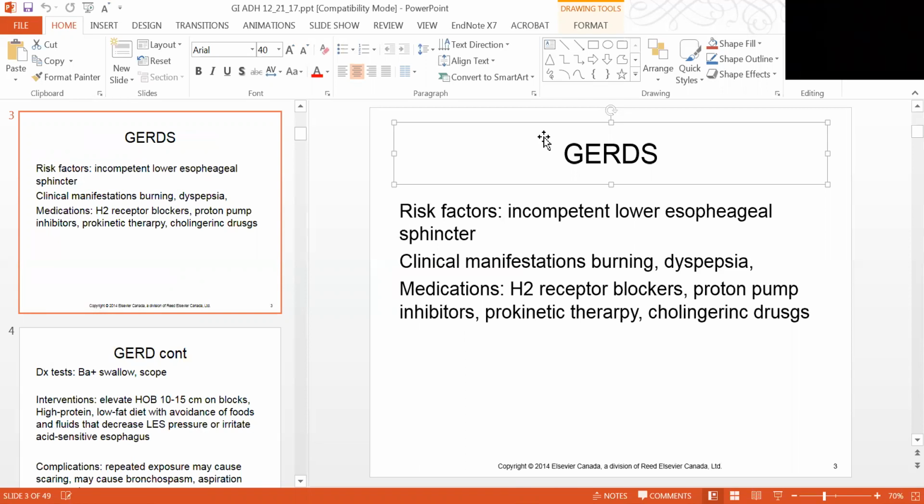Clinical manifestations for GERD include that burning in the chest area. They'll have that real burning, as well as they'll often have a lot of eructation or gas. They'll feel very gaseous, and they'll be belching as well. But it's really this burning.